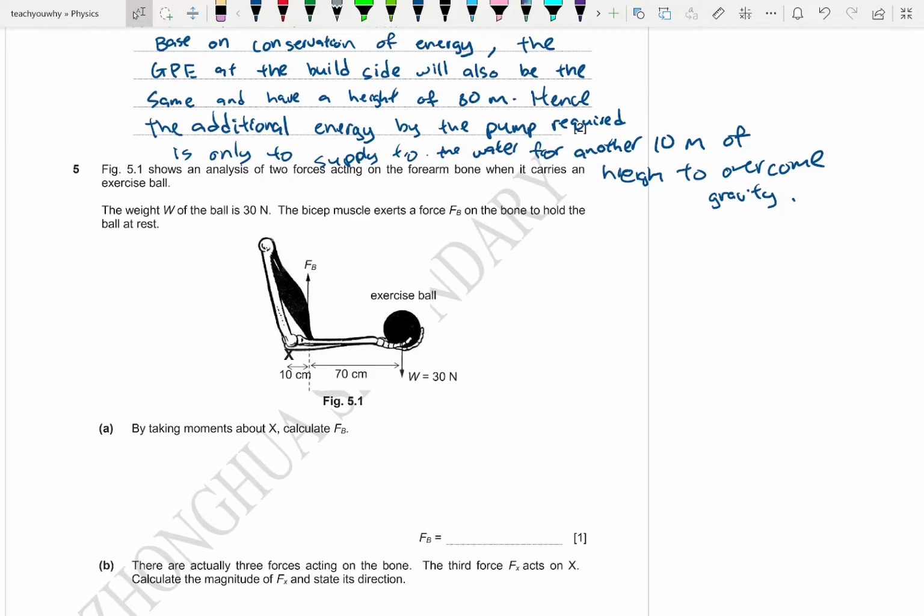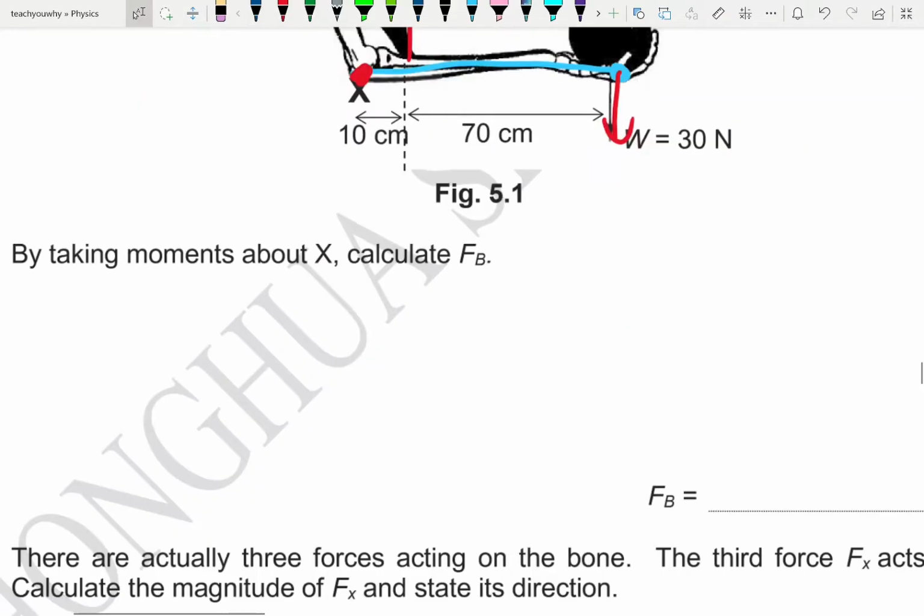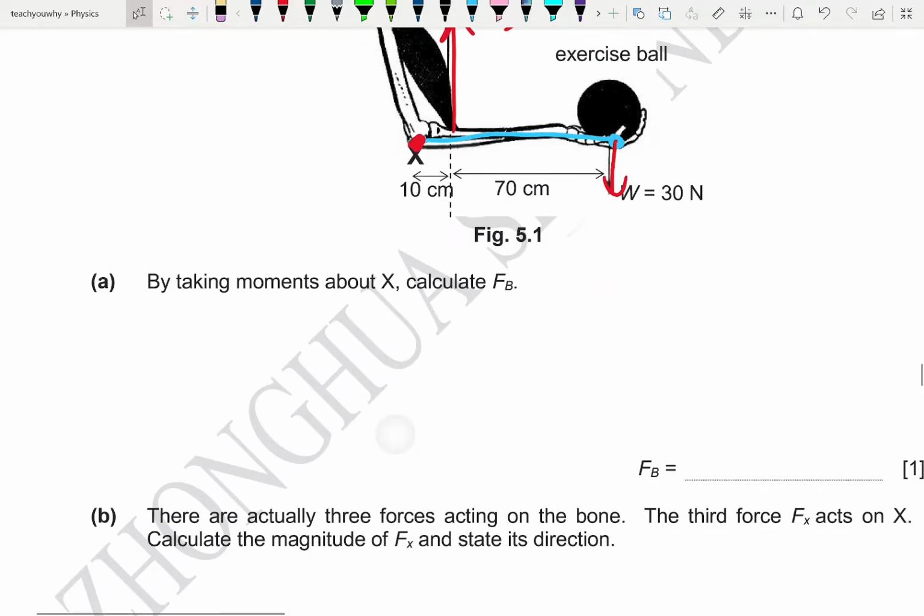Pretty straightforward. Let me use another ink. We have this, and then we have force here, FB, and this is my pivot. Like all moment questions, we will use the principle of moments, not conservation of moments. Principle of moments.